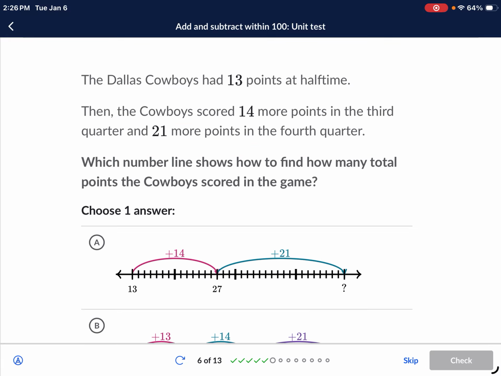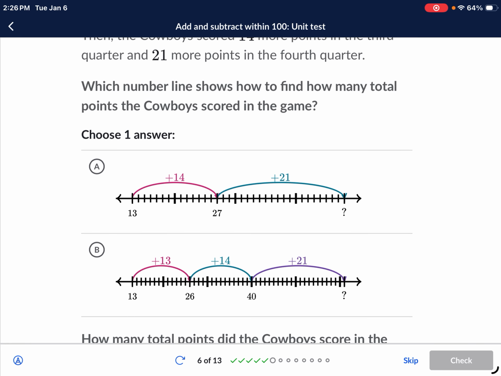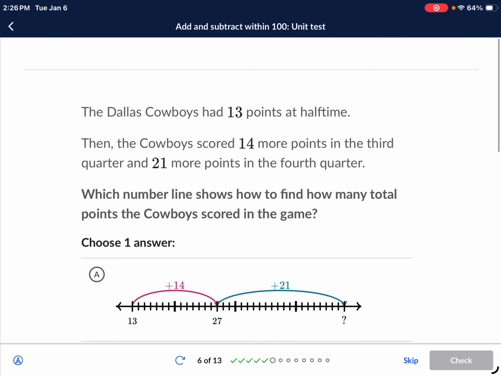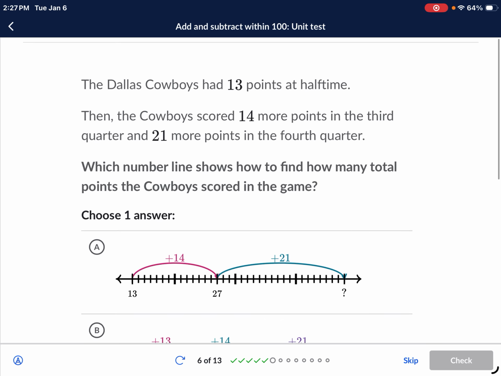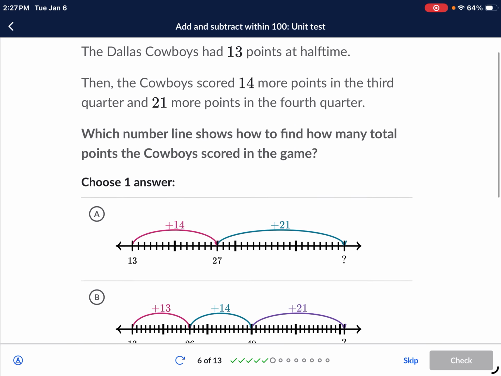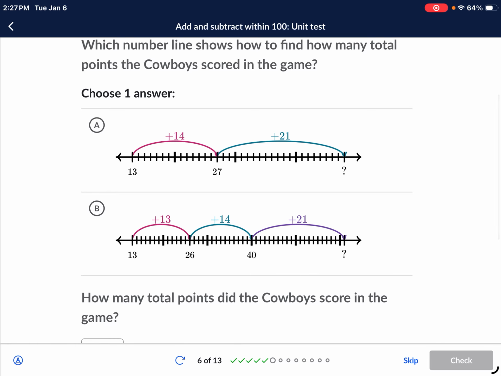A, B. The Dallas Cowboys had 13 points at halftime. Then the Cowboys scored 14 more points in the third quarter and 21 more points in the fourth quarter. Which number shows how many total points the Cowboys scored in the game? So we first start off with 13 plus 14 equals 27. Then another 21 equals question mark. But then this is wrong. So this has to be the right answer.